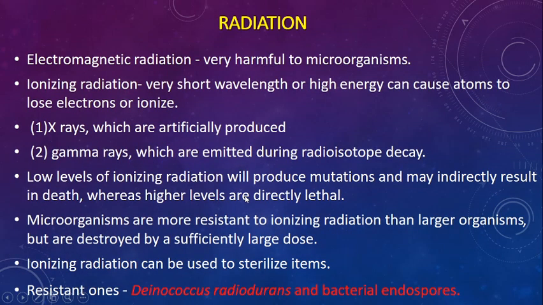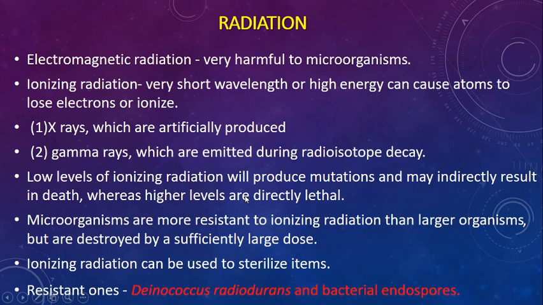Next one is radiation. We are all exposed to radiation, electromagnetic radiation. They can be harmful to microorganisms. Mainly there are ionizing radiations and non-ionizing radiations. Ionizing radiations are of importance. They have short wavelength and high energy, and can cause atoms to lose electrons and ionize. Two common ionizing radiations are X-rays, which are artificially produced, and gamma rays, which are emitted during radioisotope decay. So ionizing radiations affect the growth of microorganisms. Low levels can produce mutations and can indirectly result in death. High levels can be directly lethal to the organisms.